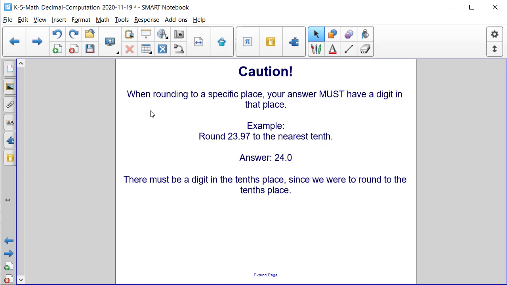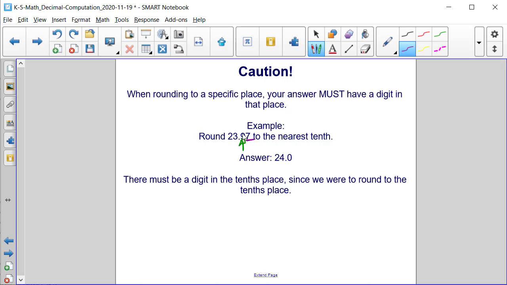Caution: when rounding to a specific place value, your answer must have a digit in that place. For example, if we were rounding 24 and 97 hundredths to the nearest tenth, we would draw the arrow below our 9 and then look at this 7. Does this 7 round the 9 up to 10, or does it remain the same? It rounds it up to 10.